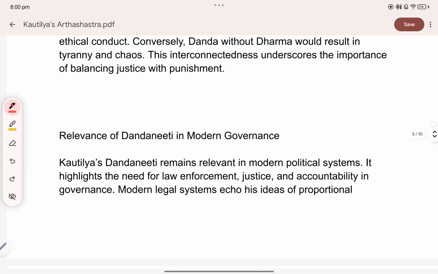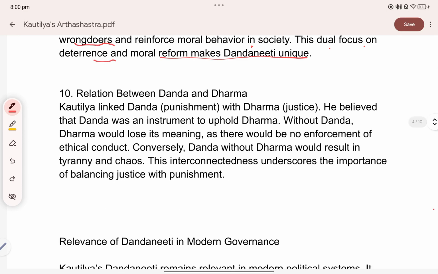Okay, relation between Danda and Dharma. Kautilya linked Danda, that is punishment, with Dharma, that is justice. He believed that Danda was an instrument to uphold Dharma. Without Danda, Dharma would lose its meaning, right? दंड के बिना धर्म का कोई अर्थ नहीं रहेगा, as there would be no enforcement of ethical conduct, ethics, right?